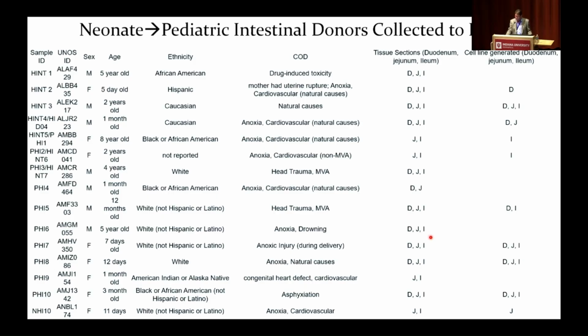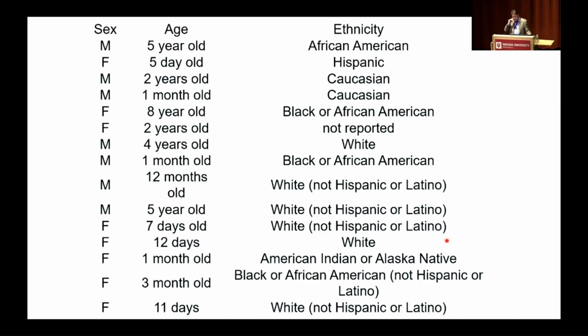I want to show here that we have a diversity of donors we've collected over the past 2 years, ranging in age from 8 years old to 5 days old, and from both sexes as well as a variety of races. So it's a diverse panel that we're generating here.